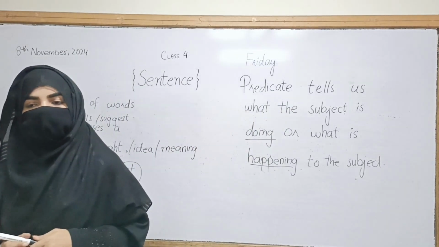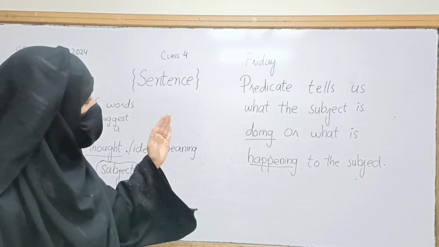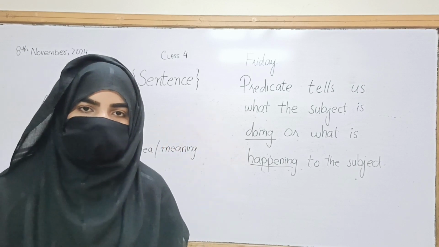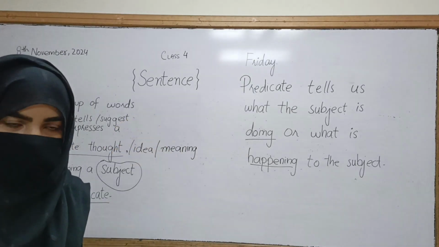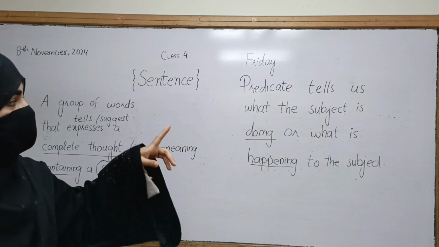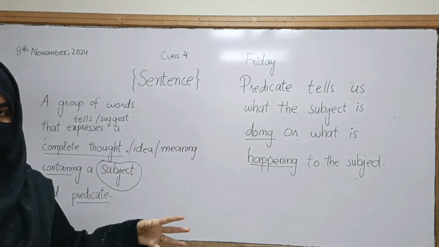Okay, so now we get an idea of what a predicate is. A predicate tells us what the subject is doing or what is happening to the subject. Getting me? It is giving you information about the subject, any kind of information associated with the subject, which means you have a complete sentence.